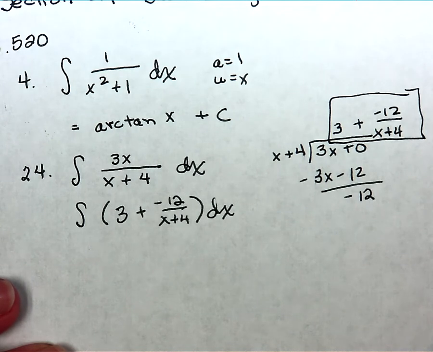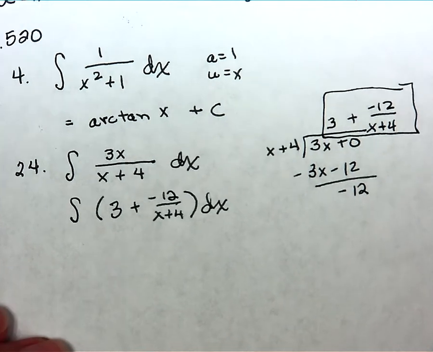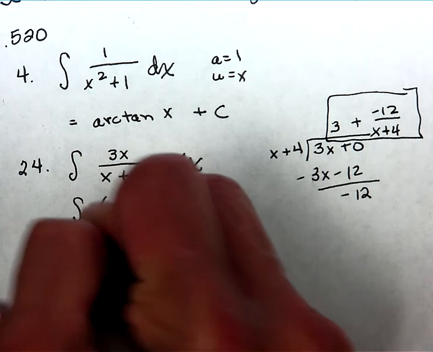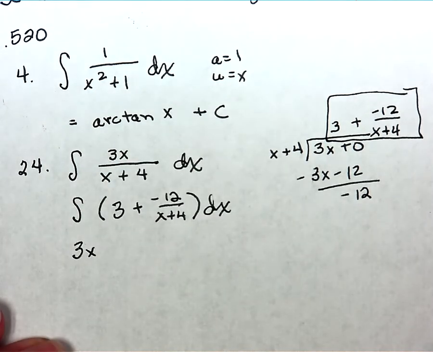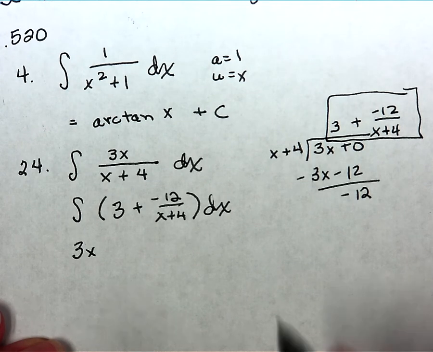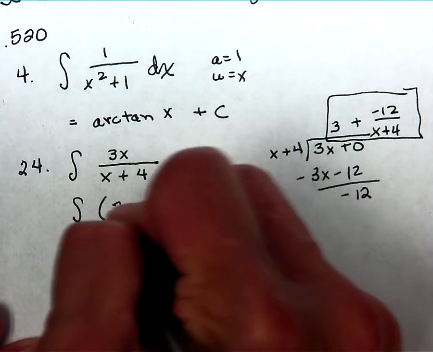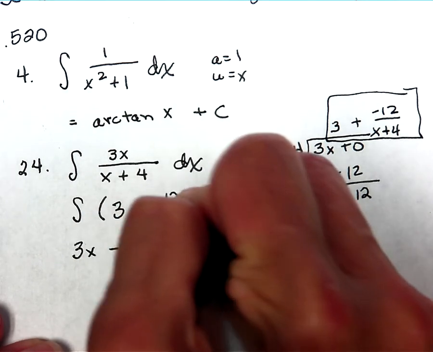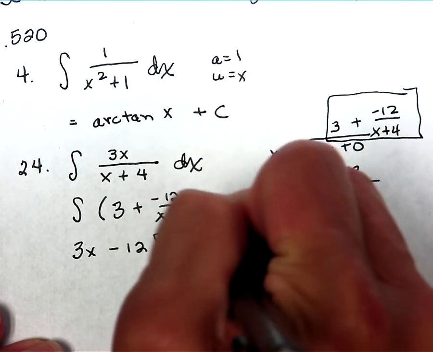And then I could integrate it term by term. What's the antiderivative of 3? 3x. And if I can go ahead and integrate the second term, I will. If I don't want to do too much thinking at once, I would probably just bring the negative 12 out in front of the integral and just integrate 1 over x plus 4 dx.